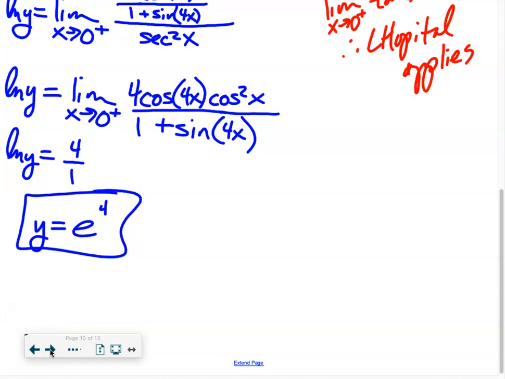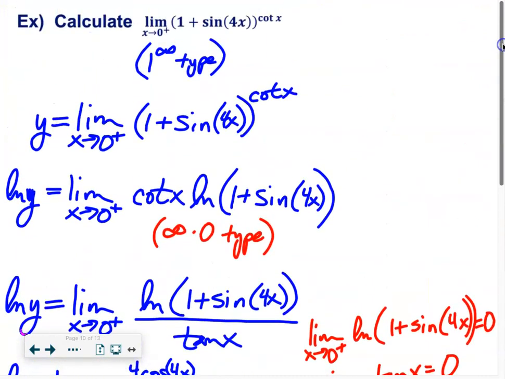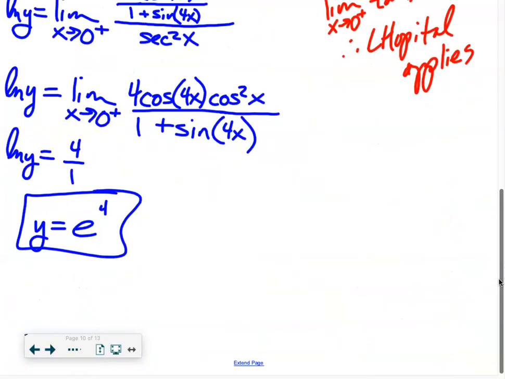So if I ask you the limit as x approaches 0 from the right of 1 plus sine of 4x raised to the cotangent x, the answer is e to the 4th. All right, isn't that crazy? All right, we're almost done.